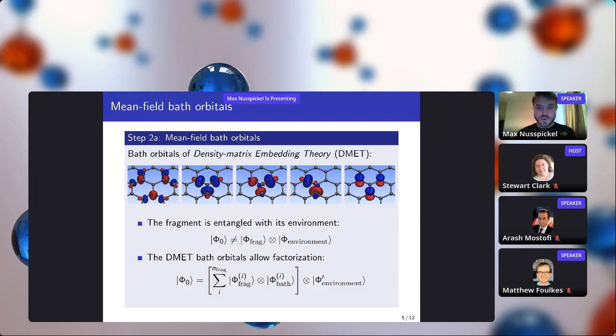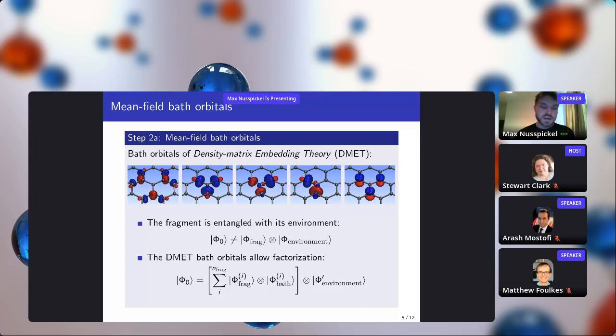What they do in principle is make it possible to factorize your mean field wave function between this cluster part down here and an unentangled environment part like this. Because of course, in general, if we start from a fragment, the general wave function won't decompose in this way because it has some kind of entanglement. But the DMET bath orbitals are exactly the bath orbitals you need to add in order to make this decomposition possible on the mean field level.